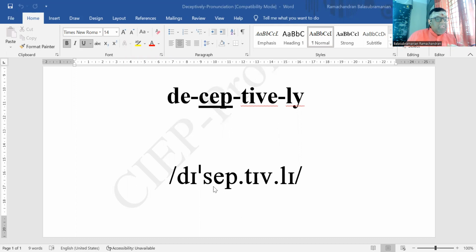So if sep is the stressed syllable, then tiv, li, and at the most one more, then you'll have to have another stressed syllable. Now, I'm always asking you to go from left to right. Now let us look at it from right to left. Let us assume that there is a word which comes before deceptive. What will you do then?